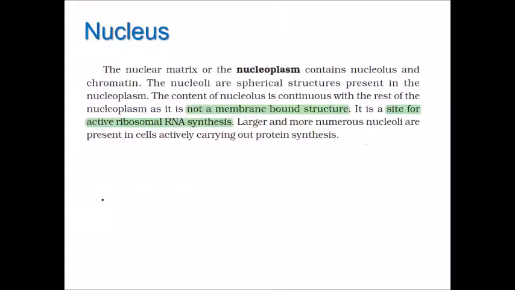So we'll discuss about nucleolus and nucleoplasm. So nucleoplasm, like I mentioned earlier, it is a nuclear matrix. Matrix is a cytoplasm kind of thing inside the nucleus. So the topic nucleoli or nucleolus is very important. So nucleoli, these are spherical structures which are found inside the nucleus.